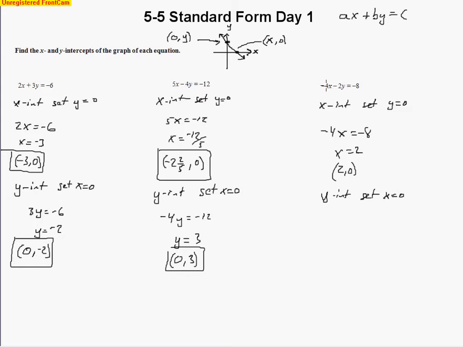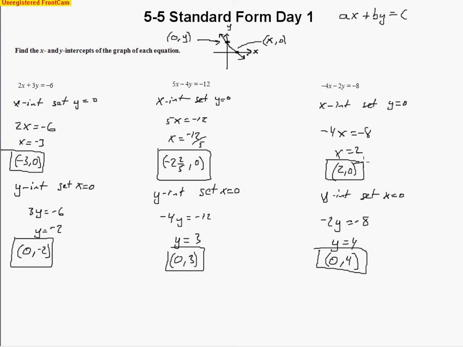So setting x equal to 0 cancels out the x term, leaving me with negative 2y equals negative 8. So I divide by negative 2, y is 4. So 0 comma 4 is that point. So that's finding x and y intercepts.